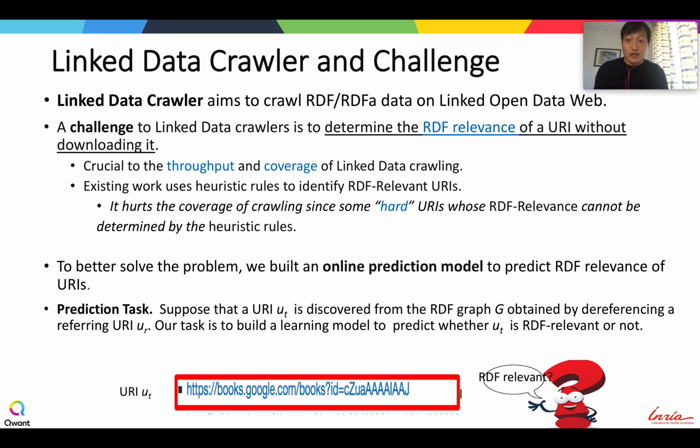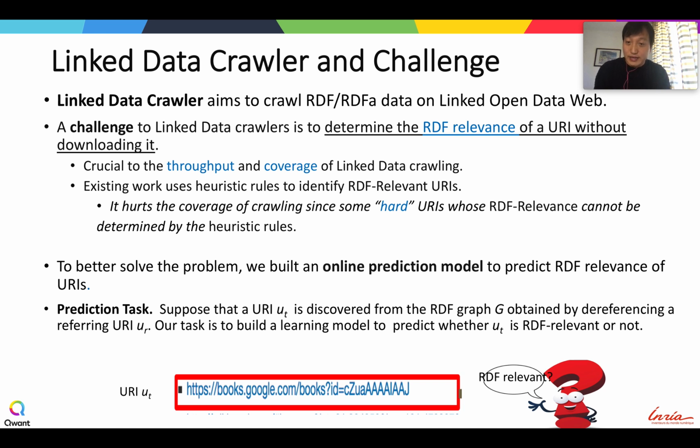Existing work uses some heuristic rules to identify RDF relevant URIs. In real cases, it hurts the coverage of the crawling because there are some hard URIs whose RDF relevance cannot be determined by the heuristic rules. So in this work, we build an online prediction model to predict the RDF relevance of URIs.